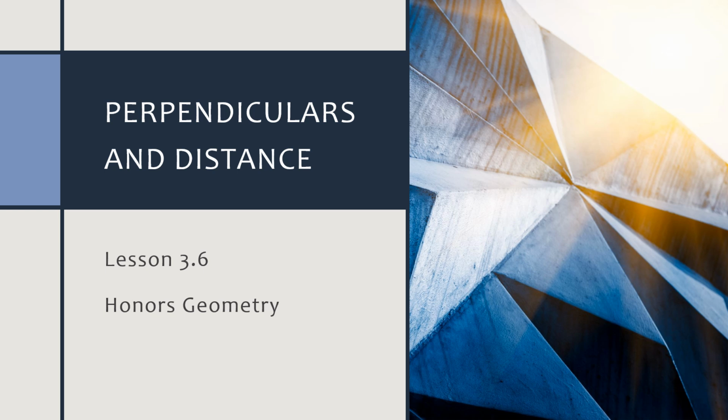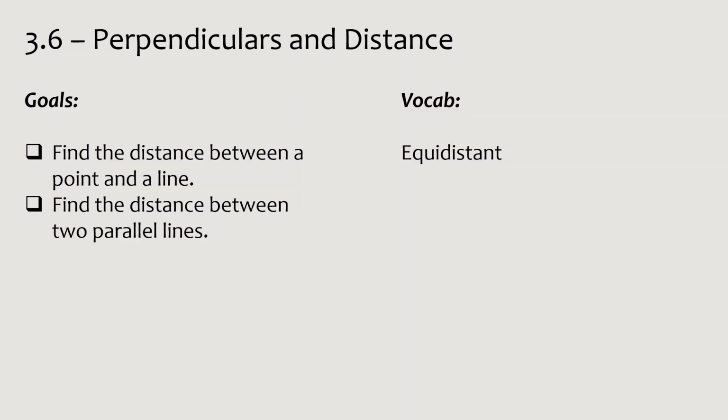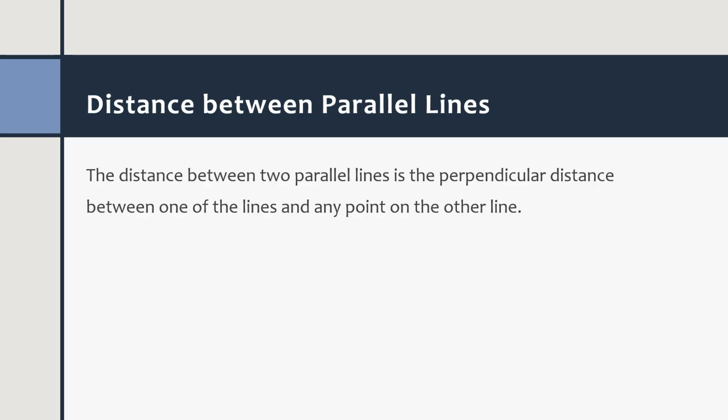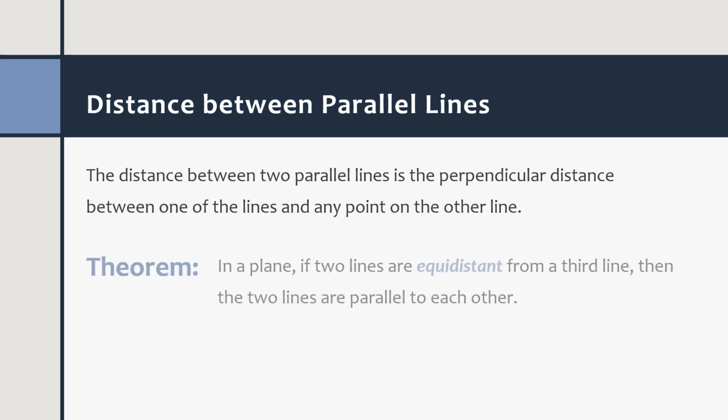Hello again. Today we're going to be looking at the distance between parallel lines. So first things first, definition. The distance between two parallel lines is the perpendicular distance between one of the lines and any point on the other line. We're going to see an example of this here shortly.